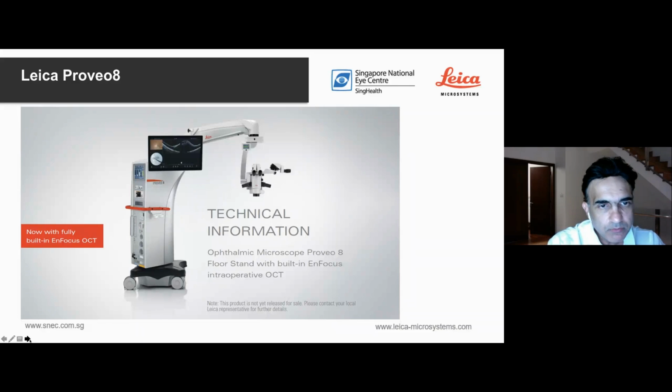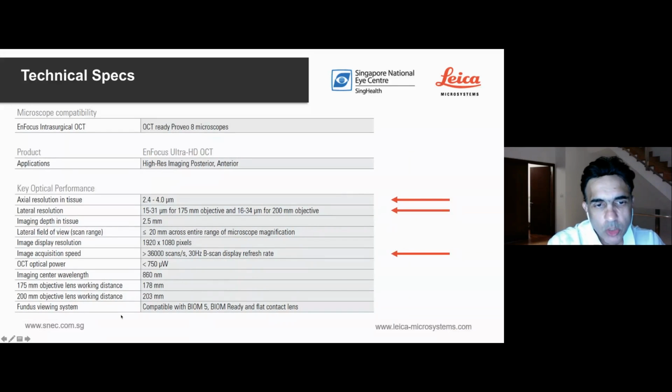There are a few technical specifications, so I'm not going to go into a lot of detail because obviously I didn't develop the microscope, but you can get this brochure from Leica. The axial resolution is about 2 to 4 microns, and your lateral resolution is about 15 to 31 microns, and that's pretty high, especially for the anterior segment. We're using a 175 millimeter objective, so you're getting about 30 micron resolution, which is important if you're doing anterior lamellar surgery, and likewise where you're doing DMEK or DSAEK surgery, to look at the tissue as well.